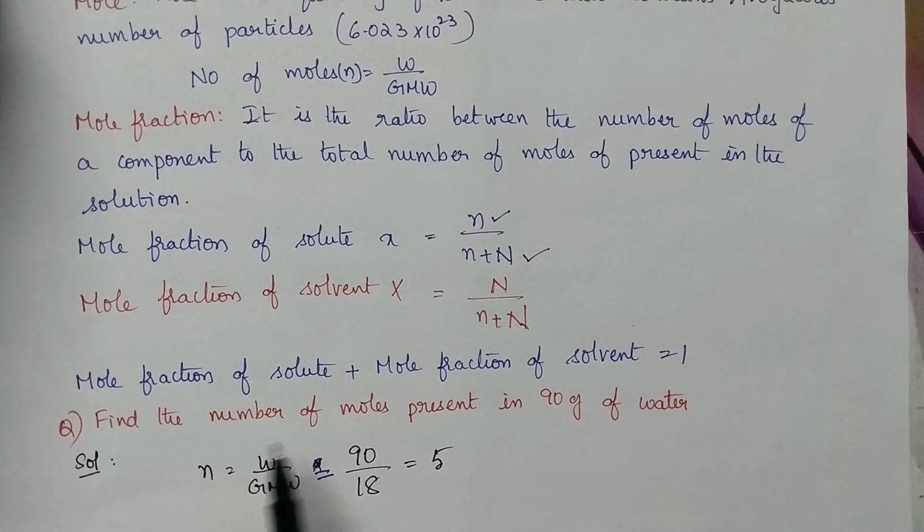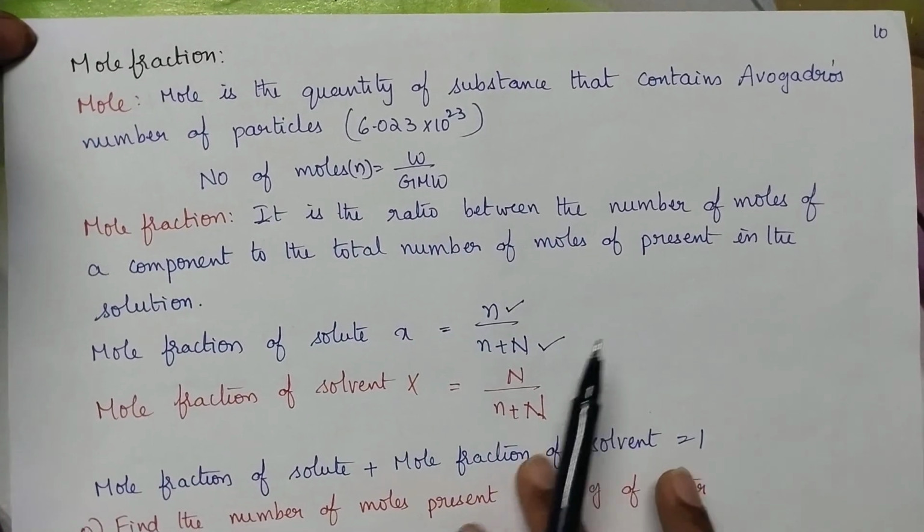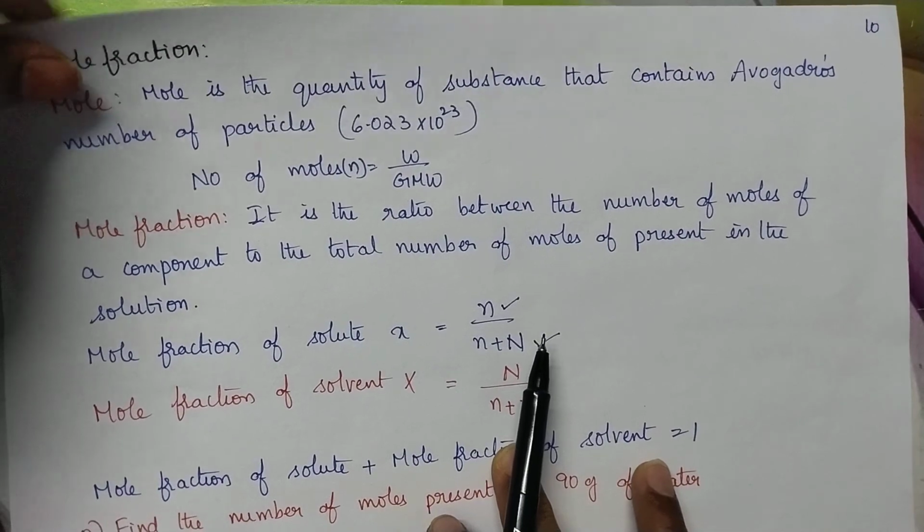Let us calculate the number of moles of water. So, the number of moles present in 90 grams of water. So, number of moles is equal to weight by gram molecular weight. That is equal to 90 by 18, and that is equal to 5. Is it clear about the mole fraction, students? Let us consider one more problem.